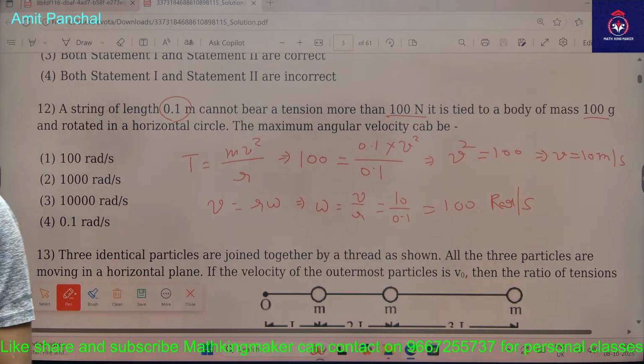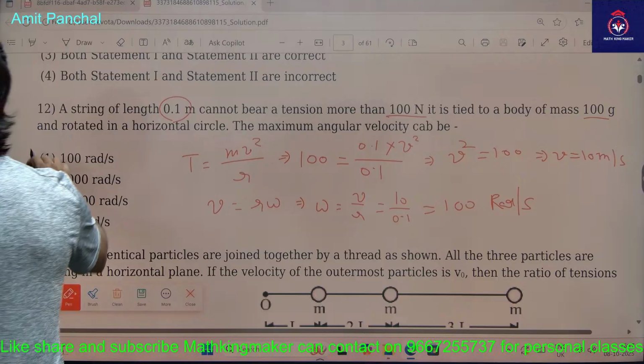Wasn't it simple? Okay. So option A is the right answer.